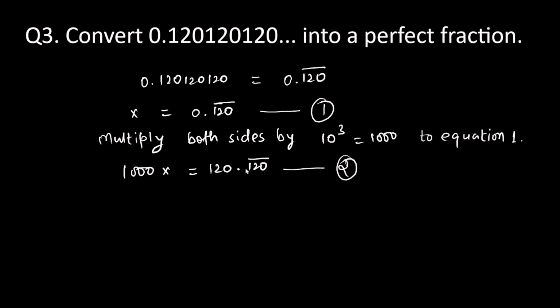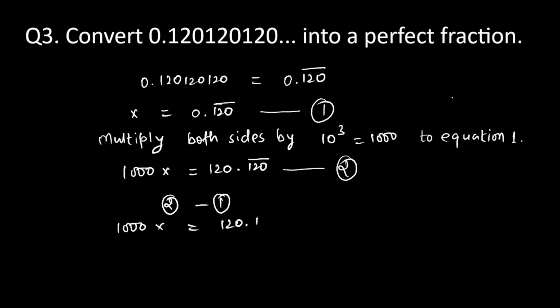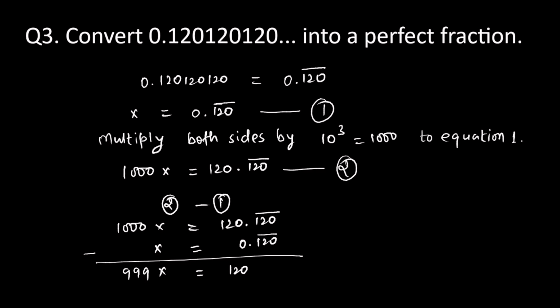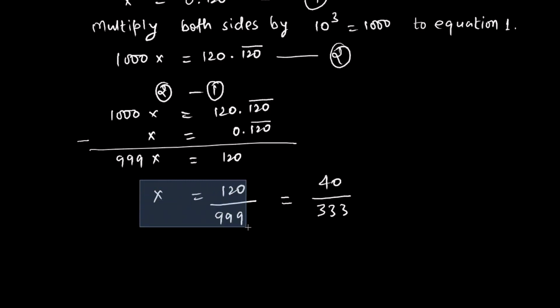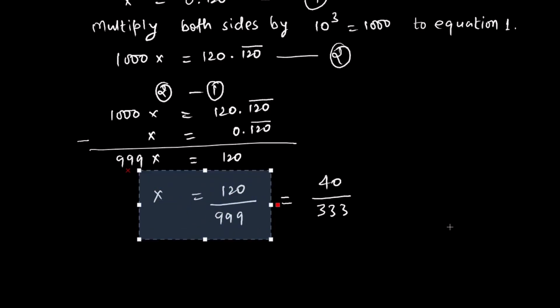To get rid of the repeating part, we subtract equation 1 from equation 2. Let's do it. We have 1000x is equal to 120.120 repeating, and our first equation is x is equal to 0.120 repeating. So as we subtract, we have 999x is equal to 120. Let's solve for x. x is equal to 120 over 999, as we divide both sides by 999. We can simplify it by cancelling out common terms, but for further study, let's keep this result: x is equal to 120 over 999.